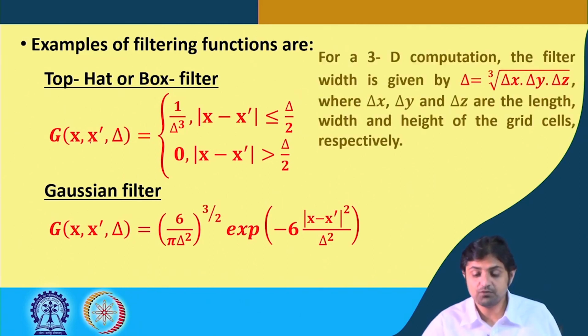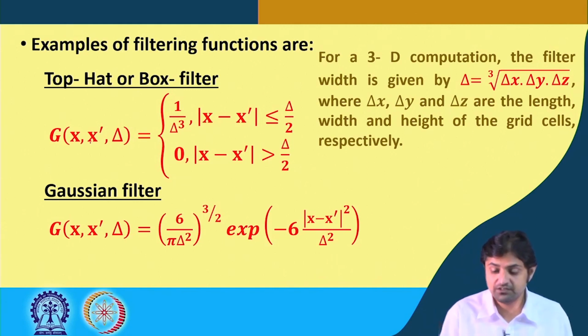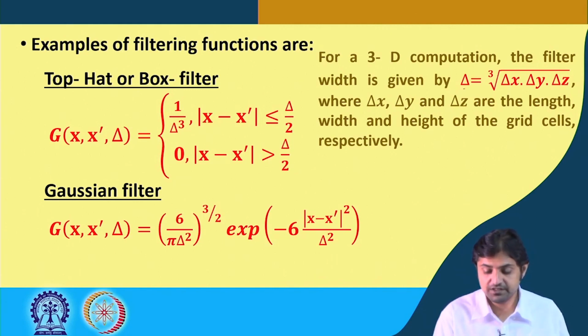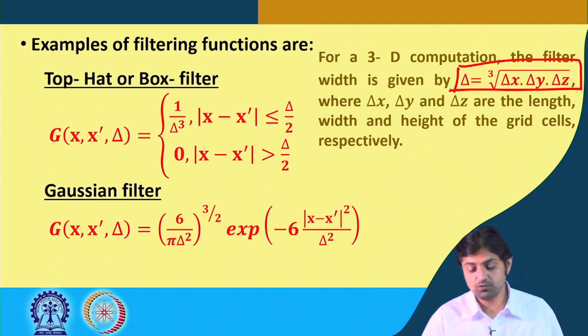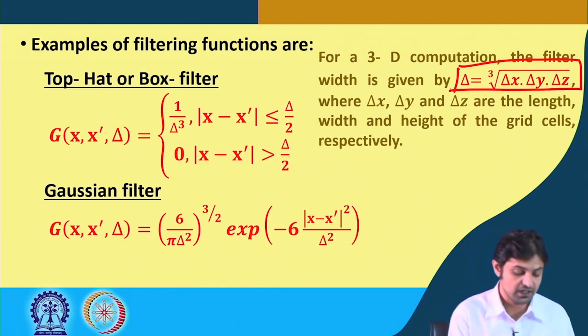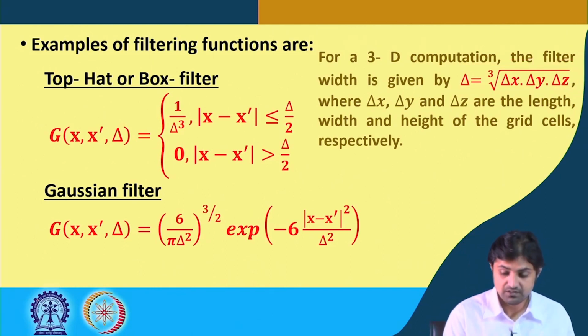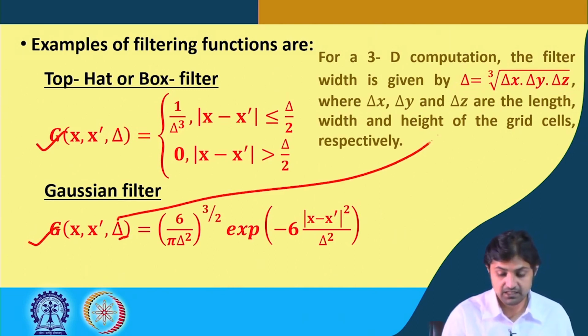So for 3D computation, the filter width, this is important. The filter width is given by this, you must remember that delta is given by the cube root of delta x, delta y, delta z, where delta x, delta y, delta z are the length, width and height of the grid cells respectively. So you saw what G is and what delta is. This delta is here.